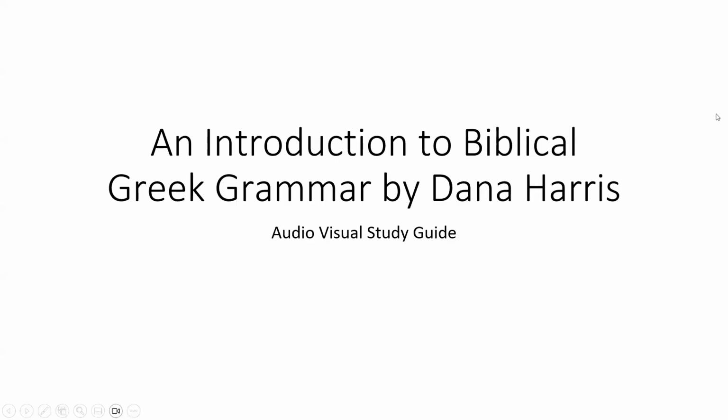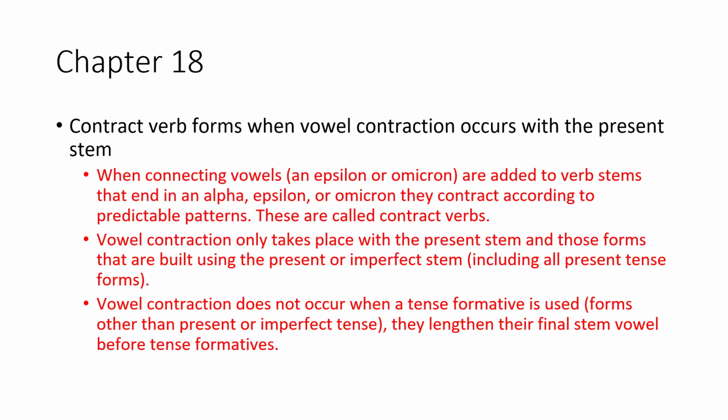This is an audiovisual study guide for Chapter 18 of Dana Harris's Introduction to Biblical Greek Grammar. So the first concept you need to understand is contract verb forms, when vowel contraction occurs with the present stem.